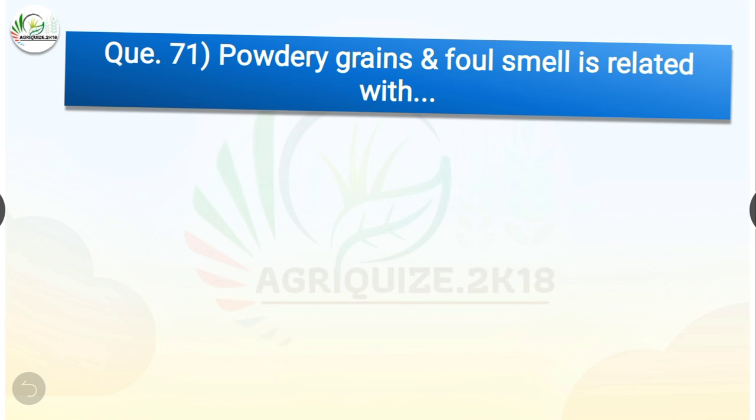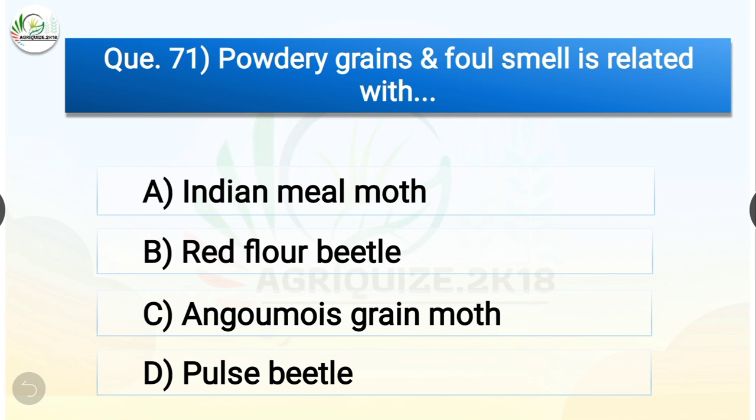Question number 71. Powdery grains and foul smell is related with dash. The options are Indian meal moth, red flour beetle, Angoumois grain moth or pulse beetle. The correct answer is option B, red flour beetle. So powdery grains and foul smell is related with red flour beetle.